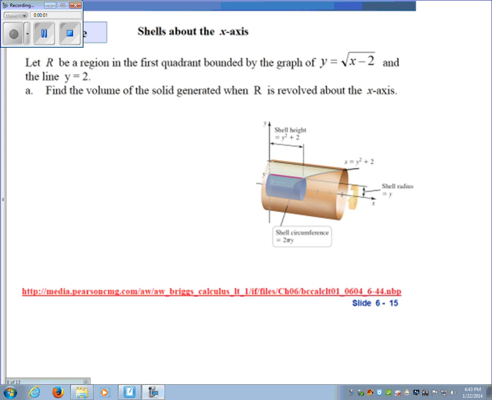Okay, now let's look at the shell around the x-axis. So I've got a region R in the first quadrant. It's bound by the graphs y equals the square root of x minus 2. You know what the square root of x looks like. We're just going to shift that over 2 units, and so we'll have the square root of x minus 2, and the line y equals 2.